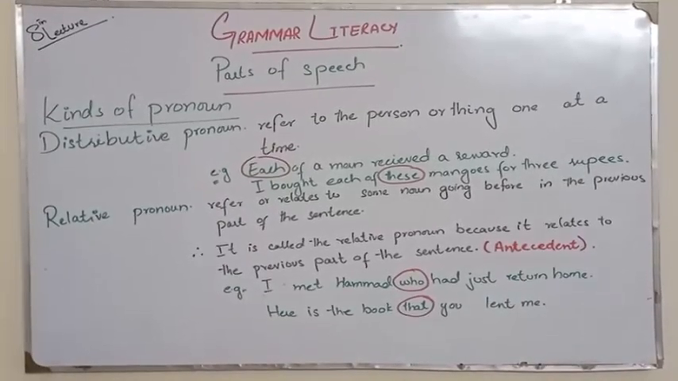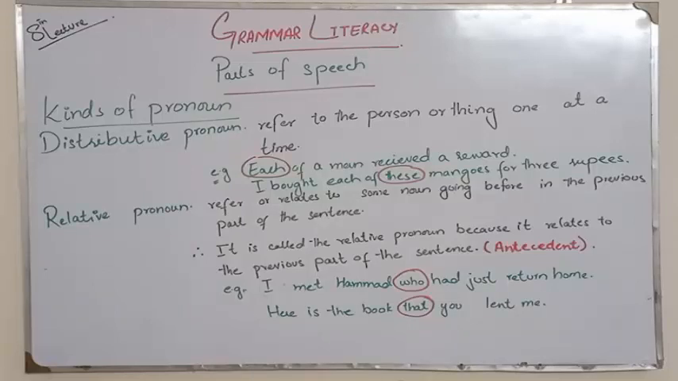Alright viewers, the next one is the distributive pronoun. Okay, what is the distributive pronoun? We have already discussed that it refers to a person or thing at a time, or every person or a thing at one time. So here we are having a pronoun word used instead of a noun that refers to a person or thing at a time. For example, each man received a reward.